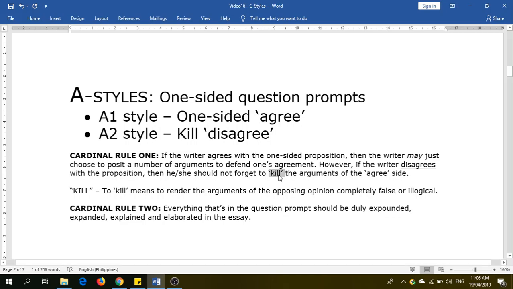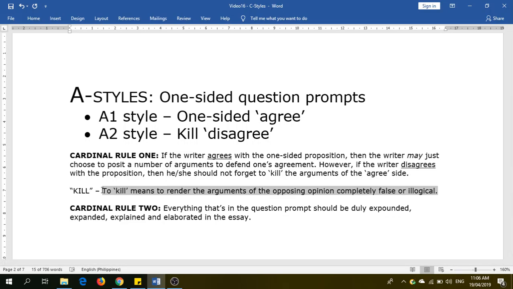That was discussed in the earlier videos, in video 1 and video 2. Now, the definition of the kill is to render the arguments of the opposing opinion completely false or illogical. Cardinal rule number 2 therefore explains that the reason why we need to kill the arguments of the agree side is because the agree arguments are stated in the question prompt. And everything that's in the question prompt should be duly expounded, expanded, explained, and elaborated in the essay itself. So these are the cardinal rules. Please do not forget that since they are cardinal rules, if you violate these rules, then that is no longer a band 7.